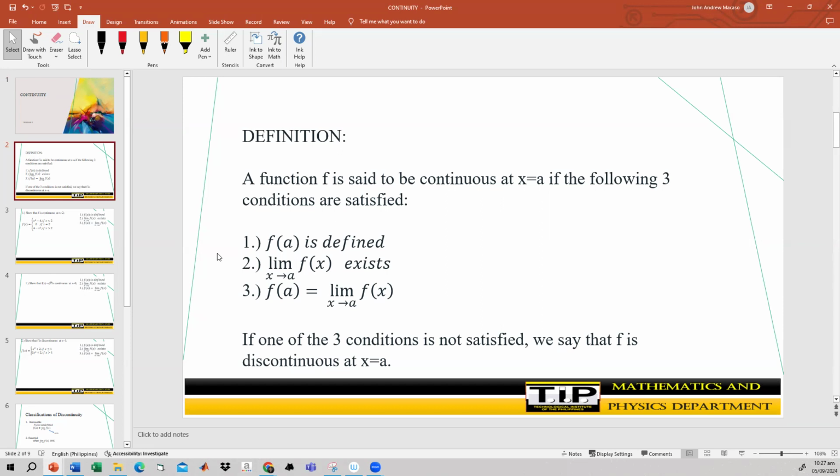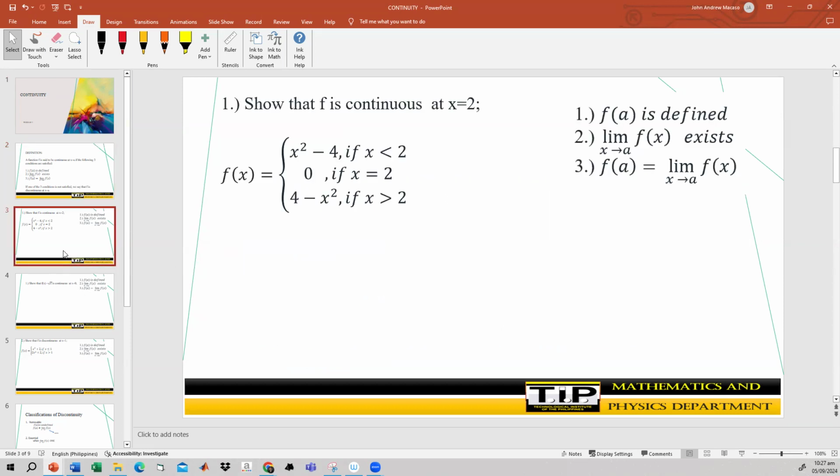So let's try to prove that f is continuous at x is equal to 2, given the piecewise function. f of x will be equal to x squared minus 4 if x is less than 2. f of x is equal to 0 if x is equal to 2. Then lastly, f of x will be equal to 4 minus x squared if x is greater than 2. Okay, so this will now be the solution.